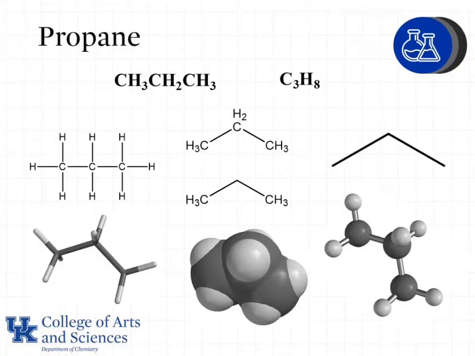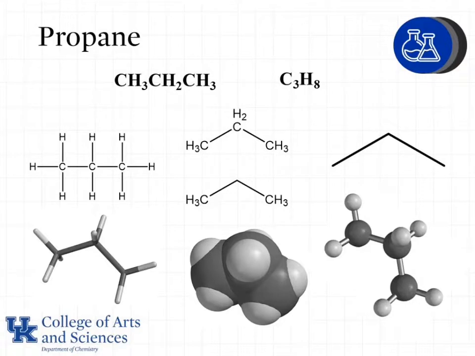Let's look at an example with propane. We know this is an alkane with 3 carbons. The prefix prop tells us 3 carbon atoms. The ane ending tells us that all of the carbons have single bonds between them. And these are all ways to represent the structure of propane.